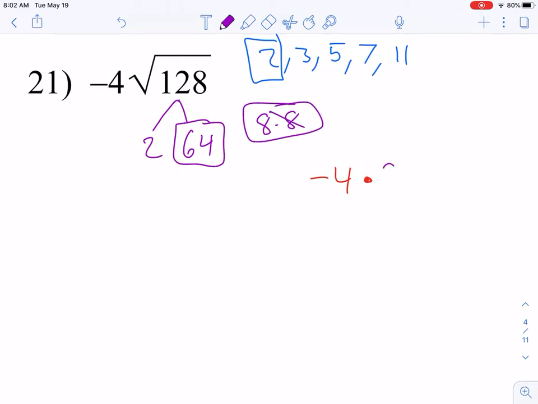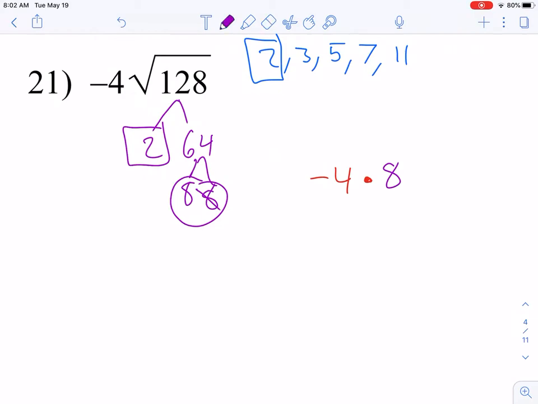1 gets shot, 1 makes it out, and a 2 is left inside. So 64 was 8 and 8. So there's my partners, 1 shot, 1 makes it out. And then square root 2 stays inside. We can multiply up our outsides now. -32 square root 2 would be my answer.